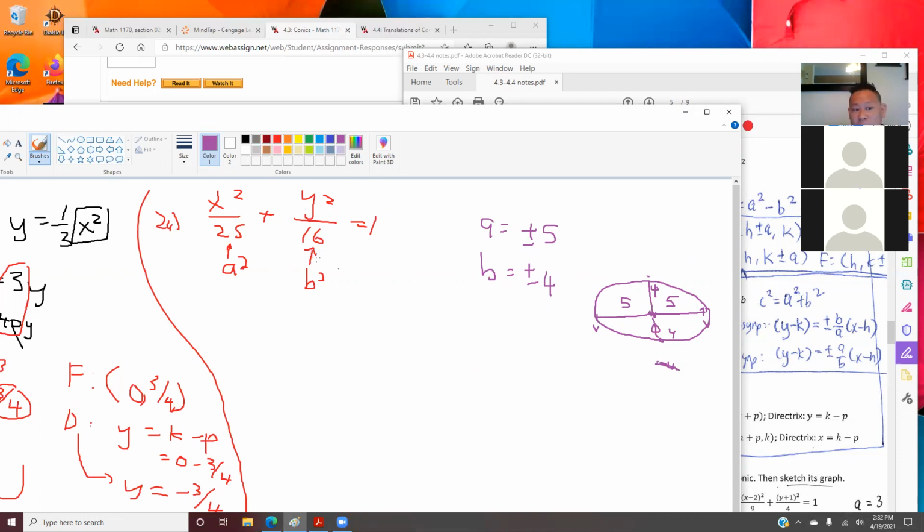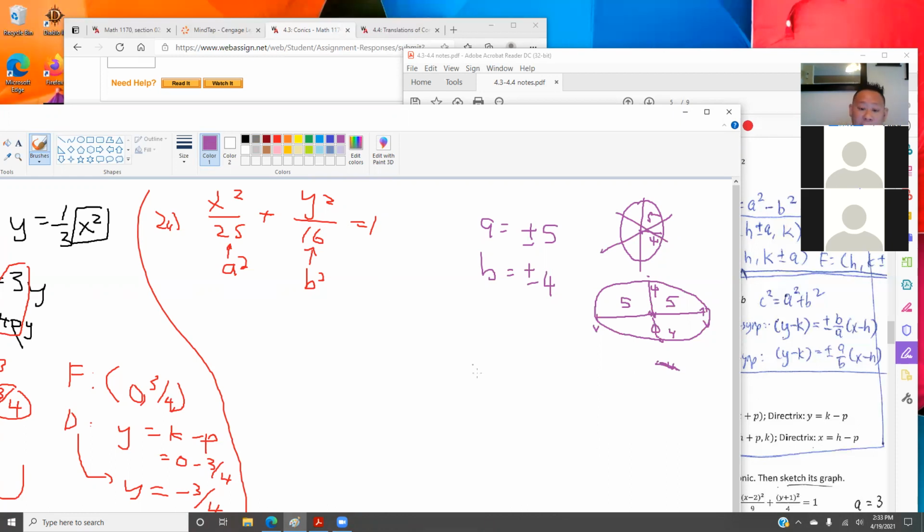If you switch this around, if your 25 is under the y and 16 under the x, then it's opposite. The ellipse opens this way, where the 4 goes left and right, and the 5 goes up and down. This is for if you switch around.